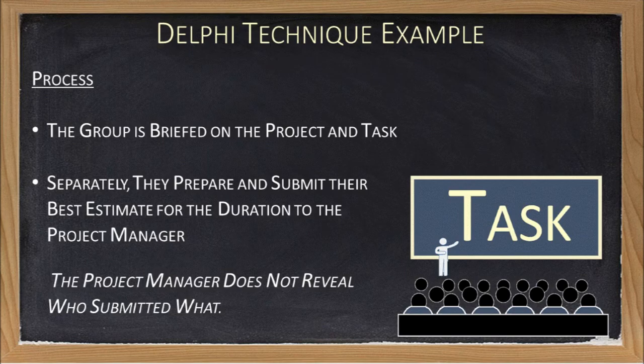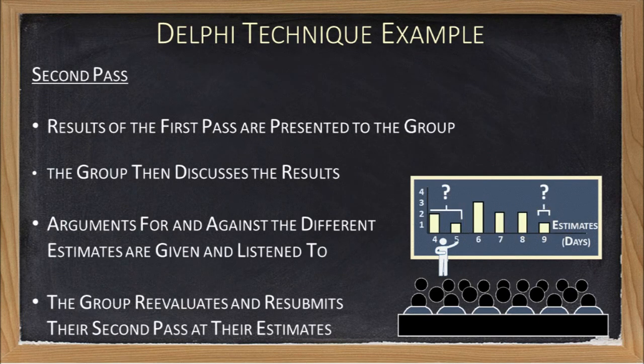Then separately, they carry on their investigation and analysis and eventually anonymously submit what they feel is the best estimate. The project manager summarizes the results of the first pass through the Delphi process and presents the amalgamated information back to the group. The group can discuss the results, consider arguments for and against various estimates, and then once again they separate, think about what they have heard, and resubmit a new estimate to the project manager.